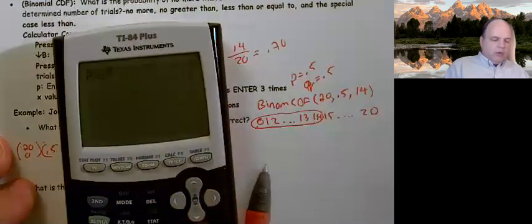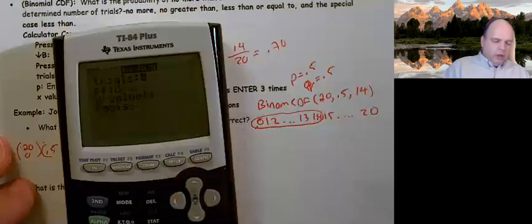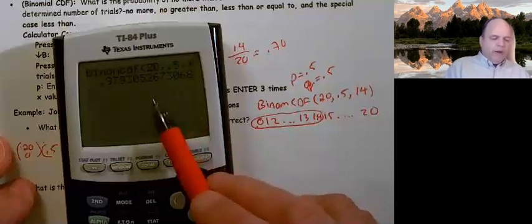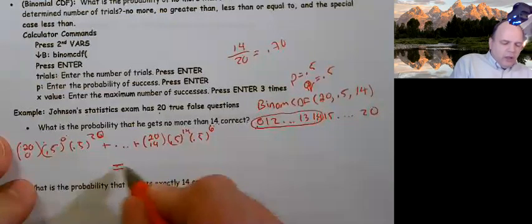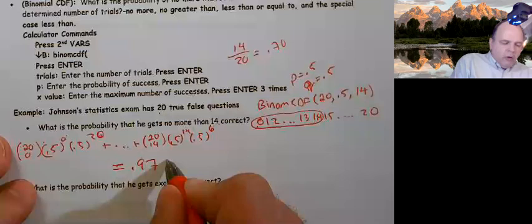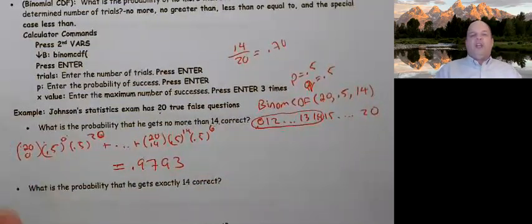So here we go. Second vars, binomial CDF, trials is 20, probability is 0.5, x value is 14. And we find out 0.9793. Now that's kind of interesting. What is that? Well, that basically says there's about a 98% chance that he makes a 70 or less if he just guesses. I'm thinking Johnson probably should study.